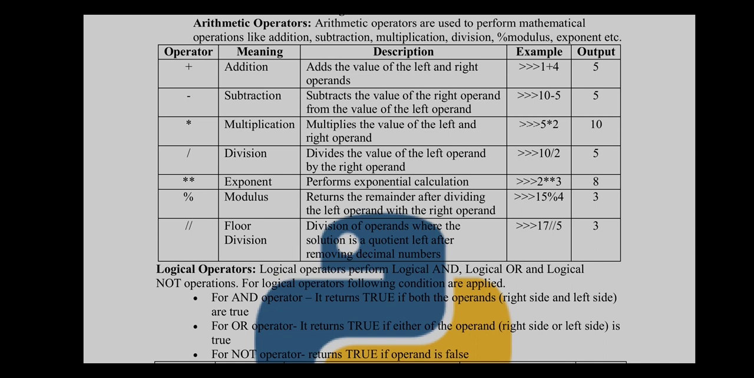Next is modulus. It will show you the remainder after dividing the left operand by the right operand. See this example, 15 mod 4. Divide 15 by 4, and the remainder of that operation, that is 3, is what it shows you as the output.